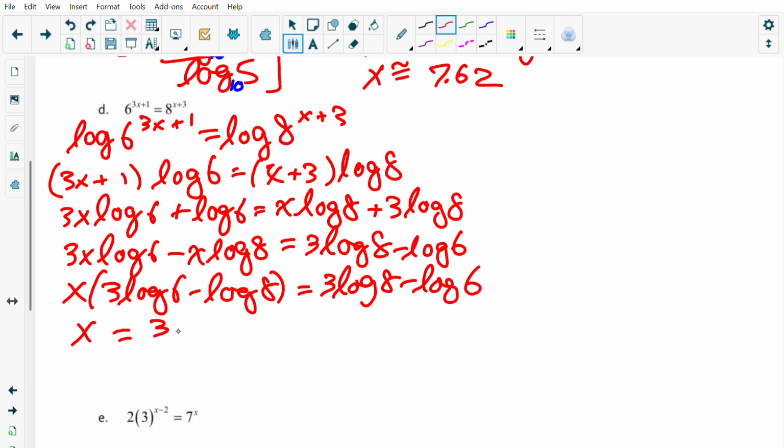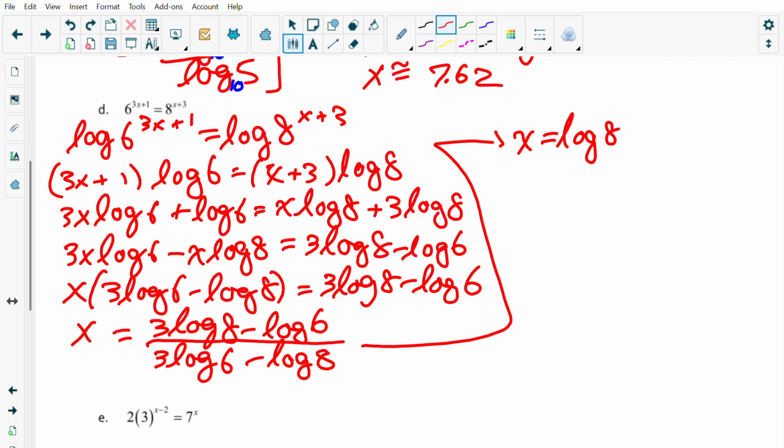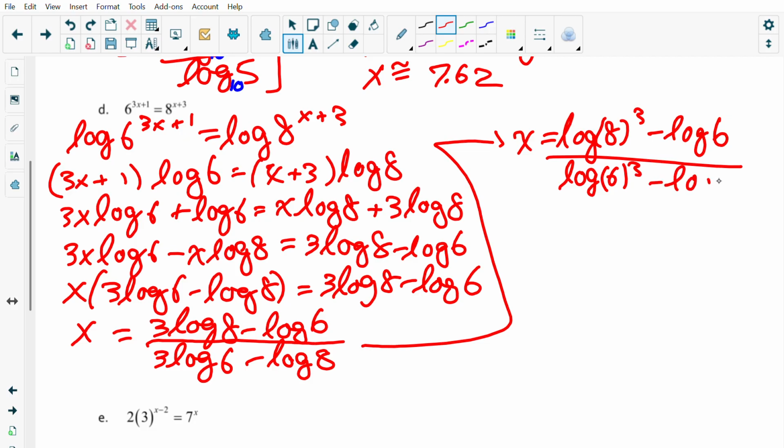Divide both sides by 3 log of 6 minus log of 8. I get 3 log of 8 minus log of 6, divided by 3 log of 6 minus log of 8. Let's keep simplifying this. I can apply some quotient law here, but before I do that, I'm going to bring the 3 up as a power: log of 8 cubed minus log of 6, divided by log of 6 cubed minus log of 8.